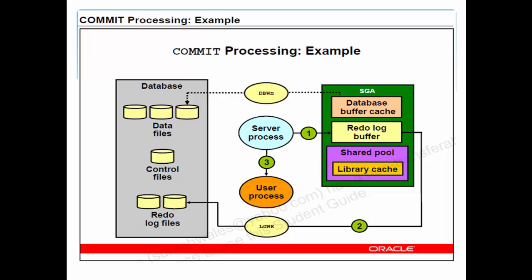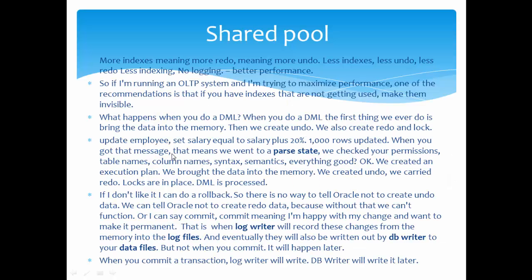So if you look at the diagram, commit processing example, this is a process, and the database data files, control files, redo files, and you see the SGA, which has the database buffer cache, redo log buffer, shared pool, library cache, and the DB writer, server process, user process, and the log writer. So let's see how the commit processing is done. More indexes meaning more redo, meaning more undo. Fewer indexes, less undo, less redo. No logging gives you better performance.